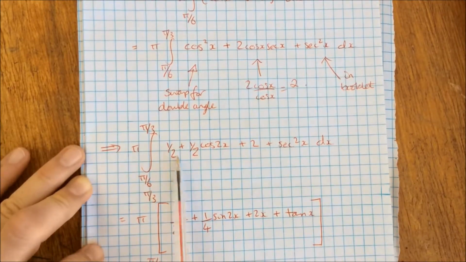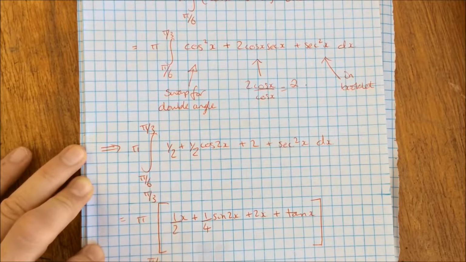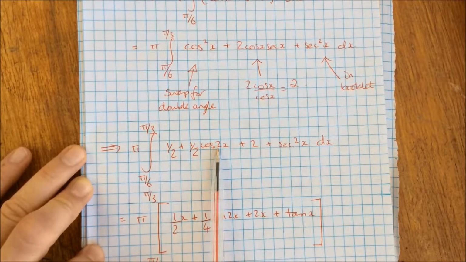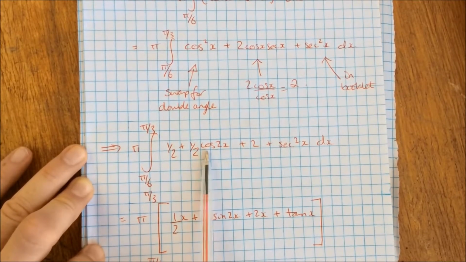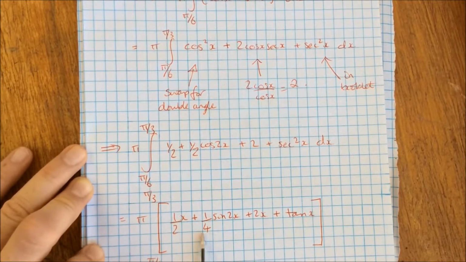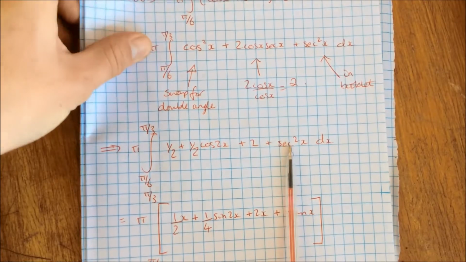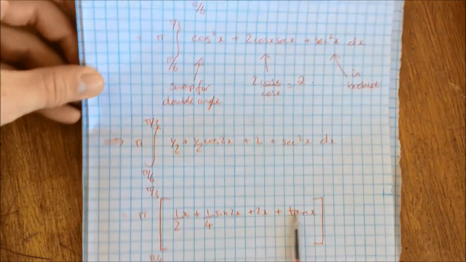Okay, moving it up a bit. That integrates to a half x. Don't forget when you're integrating this, the 2 will come out as a half. Half times a half is a quarter, and cos integrates to sine. So that's a quarter sine 2x. 2 will integrate up to 2x. And as I said from the booklet, the integral of sec squared x is just tan x.